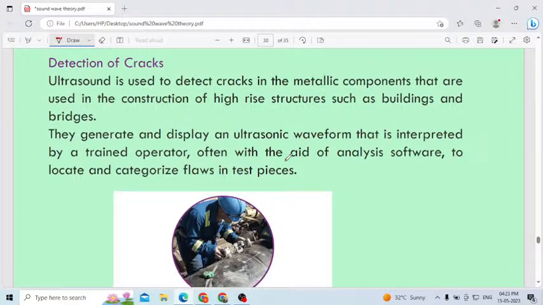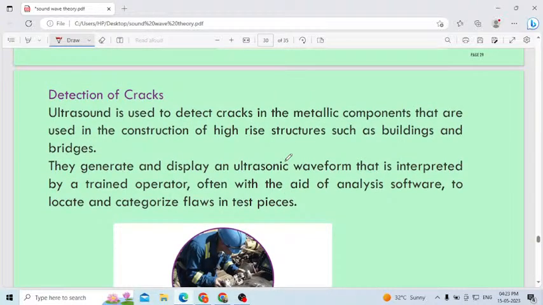Then detection of cracks. In very big instruments, and even small instruments where you can't reach, to detect and manage the cracks, we will use ultrasonic waves. Ultrasound is used to detect cracks in metallic components that are used in the construction of high-rise structures such as buildings and also bridges. In very big buildings and bridges, ultrasound. Okay.